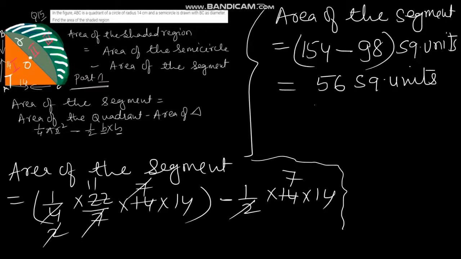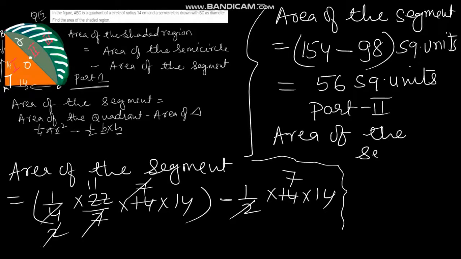Okay. Now part 2. Now in part 2 what you will find out? You will have to find out the area of the semicircle. Children, how will you find out the area of the semicircle? To find out the area of the semicircle, you should know the radius of that particular semicircle. So see here, this is a semicircle and you should know the radius of the semicircle.